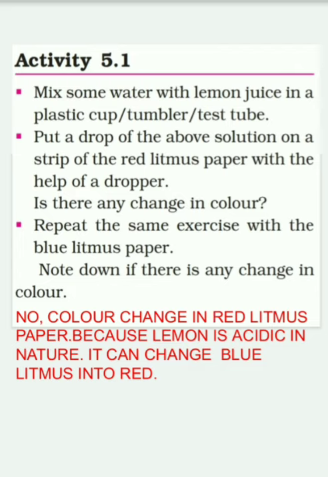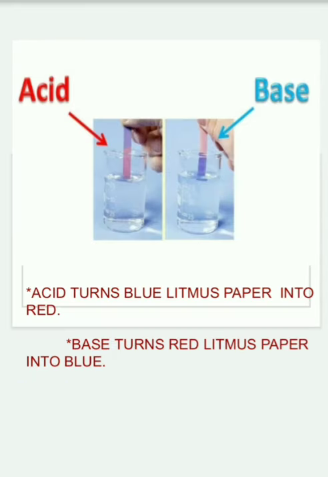So when we apply the red litmus paper on a drop of the lemon juice, there is no change in red litmus paper, and then it changes the blue litmus into red because lemon is acidic in nature. Look at this picture. Acid turned the blue litmus paper into red, and base turns red litmus paper into blue.